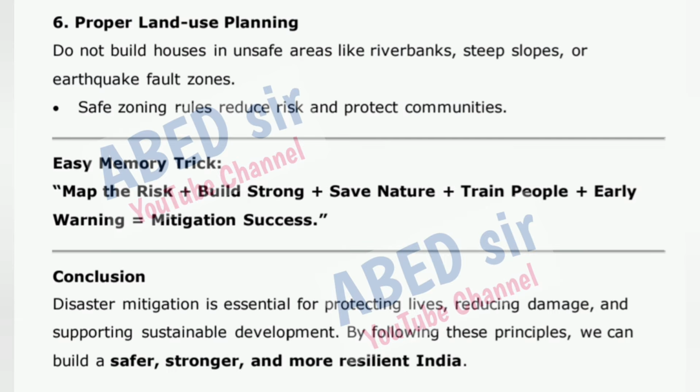6. Proper land use planning. Do not build houses in unsafe areas like riverbanks, steep slopes, or earthquake fault zones.